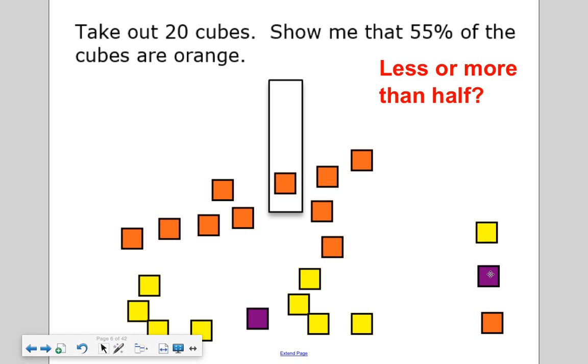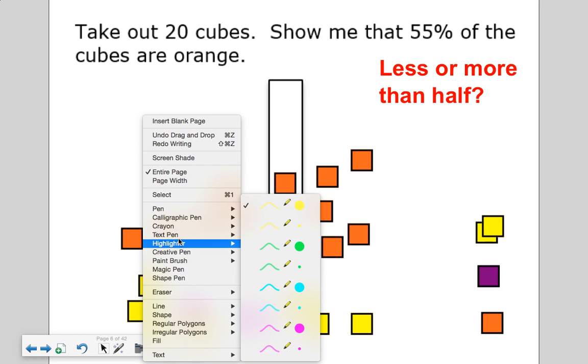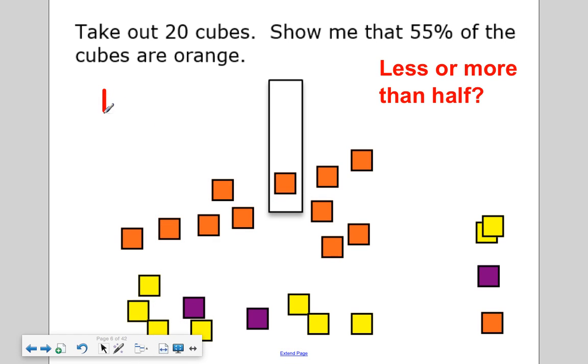So here are 20 cubes. Right now 50% are orange, but it says 55%. So I'm going to take out one more orange and take away this yellow. Let's see if this works. I have 11 orange out of 20.